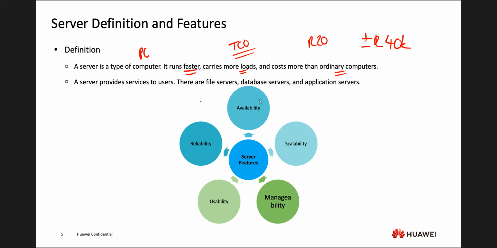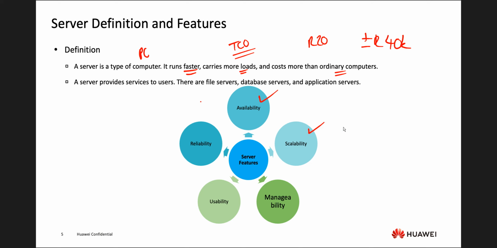So again, it allows availability, and what we mean by that is that if one particular service goes down, there's always a backup. So it needs to be available. That's one feature that the server needs to have. The next thing is scalability. It needs to be scalable.